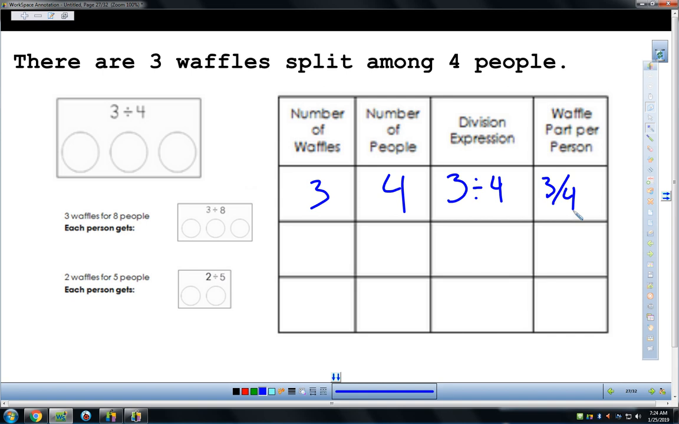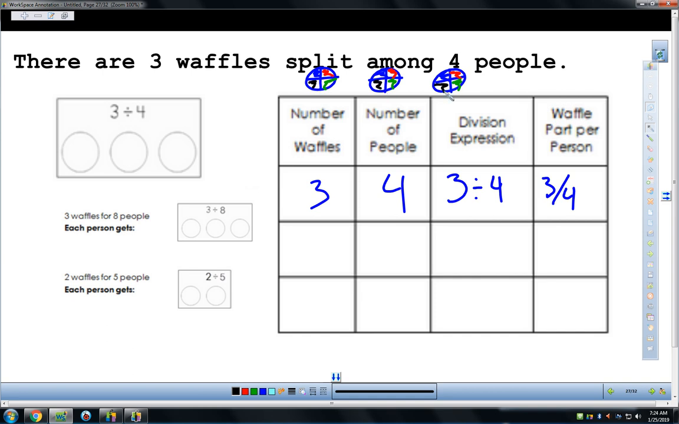And I'm going to draw a picture just for this first one. Here are 3 waffles. They're Eggos, they come circular. We're going to split it among 4 people, so I'm going to split them into 4s. I'm going to get this piece in each waffle. Mr. T is going to get this piece in each waffle. Mr. Sandor is going to get this piece in each waffle. And Mrs. Kelly is going to get this piece in each waffle.